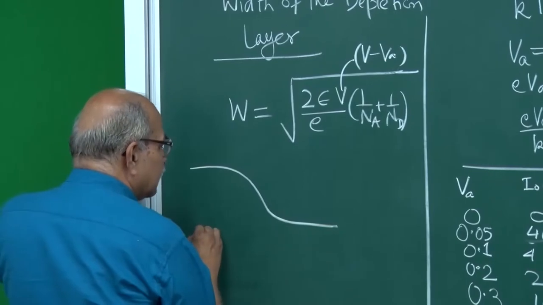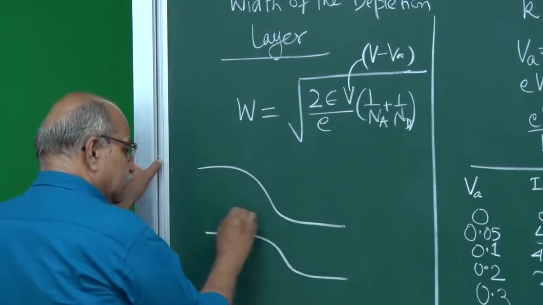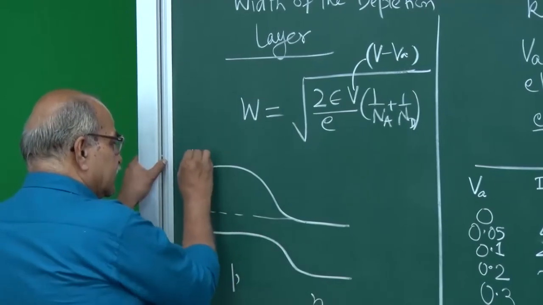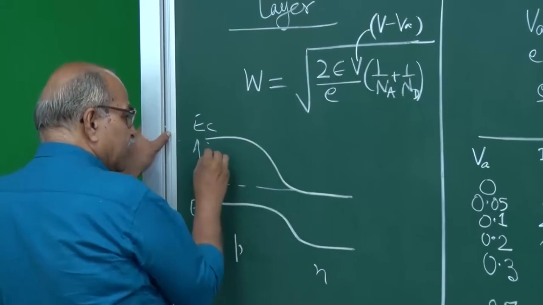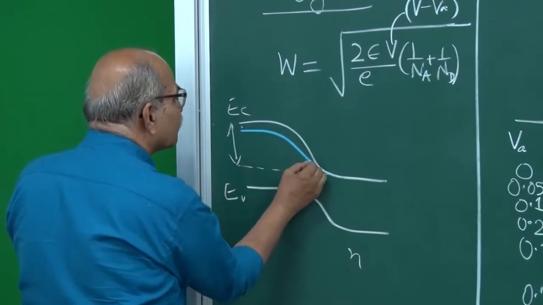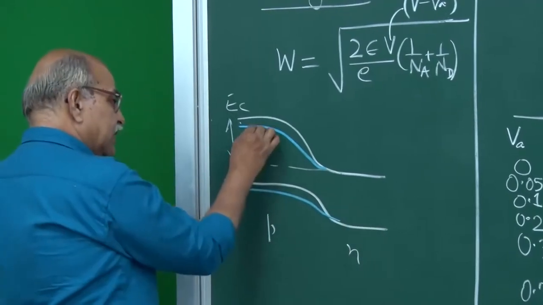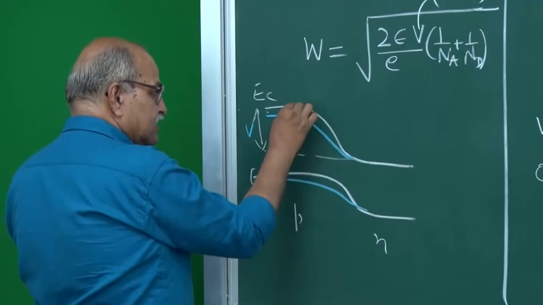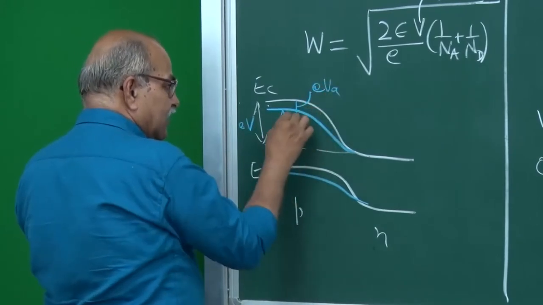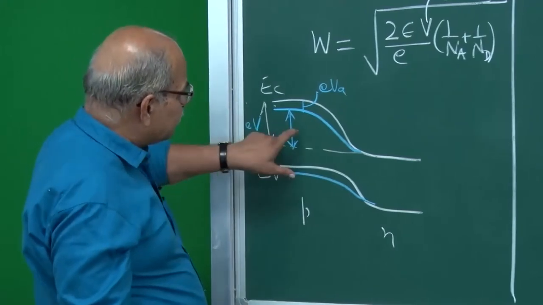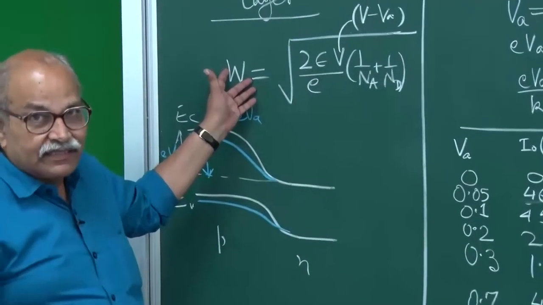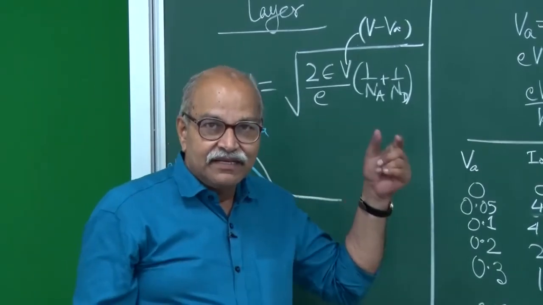If this is how the bands are, then this is the barrier height. This is P side, this is N side, and this is EC, and this is EV. And when you apply this forward bias, this EC reduces to some lower value, like that. And hence, the barrier is decreased. So this was V, and this is that applied E times VA, because this is energy. Now this is the barrier. So in place of V, it becomes V minus VA. So that means the width of the depletion layer decreases. In forward biasing, the width of the depletion layer decreases.